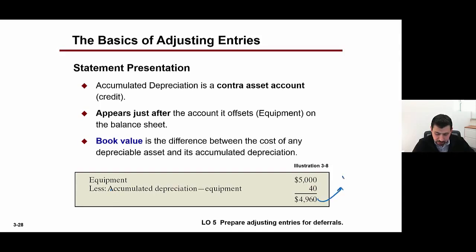And this amount here, this is the book value. This is how much the equipment is valued on the company's books. Now, this is different from the market value. This is not what the company expects to get if they sell that asset. It is simply the original cost, but after we take into consideration accumulated depreciation over time. And contra assets always show up right after the account that they offset. In this case, it is equipment.